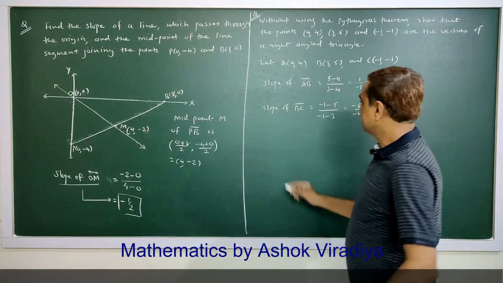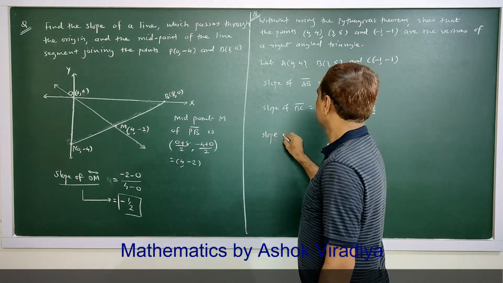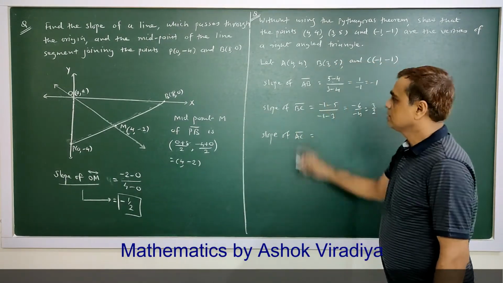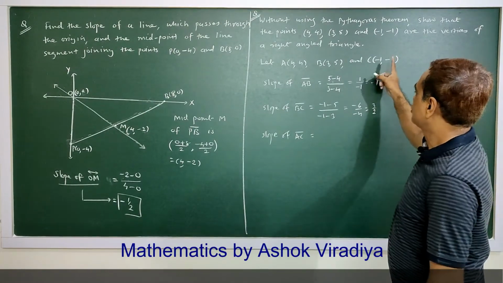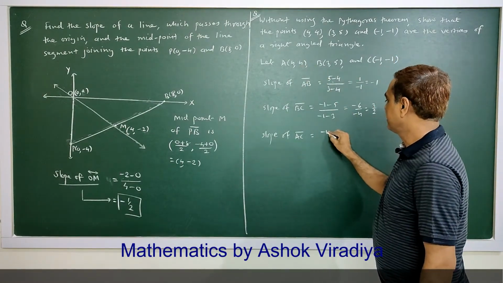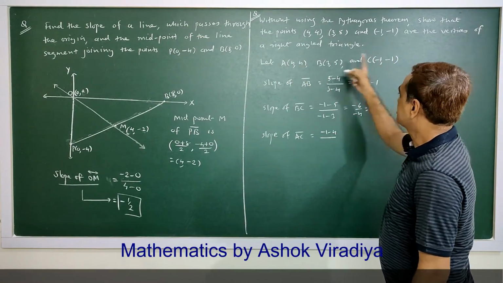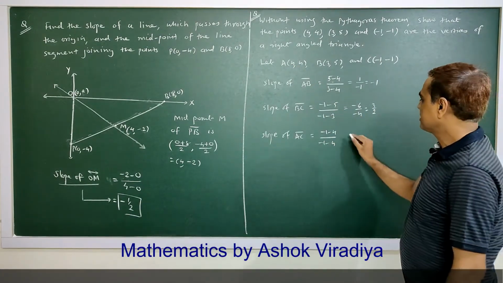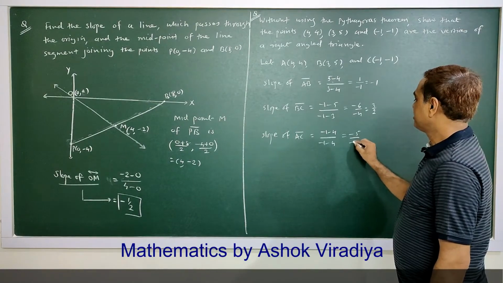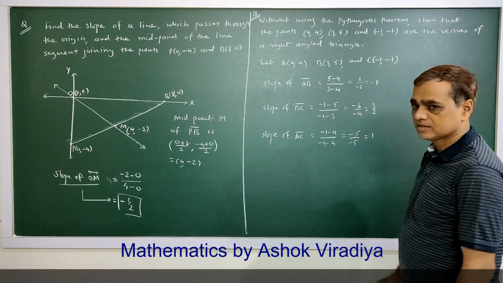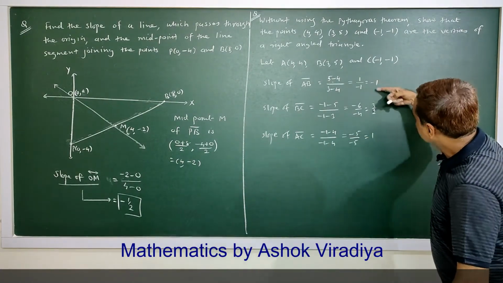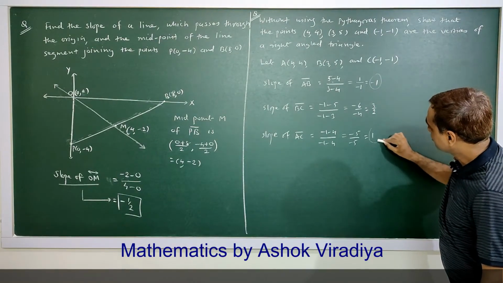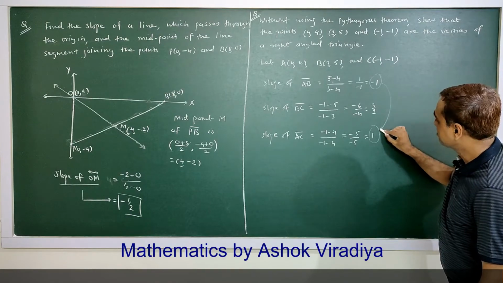Now the slope of AC. Slope of AC, A and C. So y2 minus y1 upon x2 minus x1. So this is minus 5 by minus 5, it is 1. Now observe these three values. You can see that the product of these two numbers is minus 1.